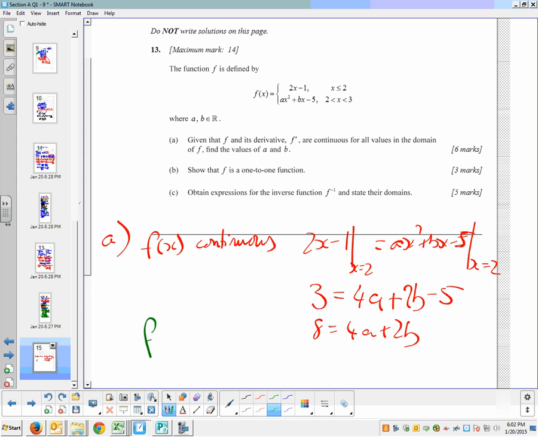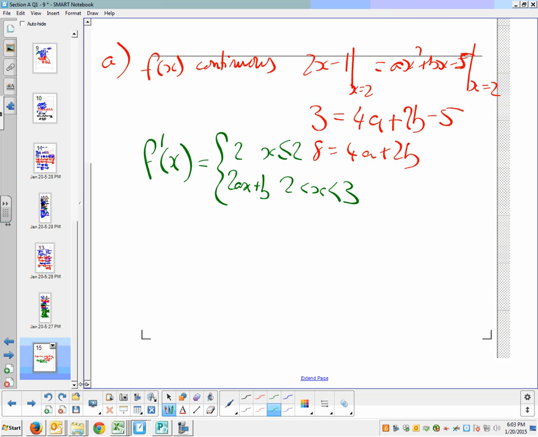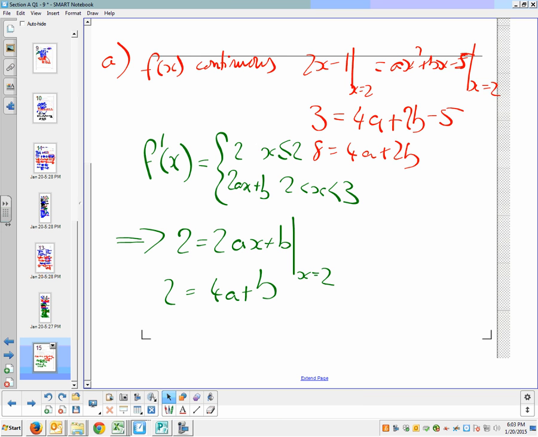If f dashed of x is continuous, f dashed of x is equal to 2 when x is less than or equal to 2, and it's equal to 2ax plus b when x is between 2 and 3. So, if f dashed of x is continuous, that must mean that 2 is equal to 2ax plus b evaluated at x equals 2. So 2 is equal to 4a plus b, and from before I had my equation 8 equals 4a plus 2b.